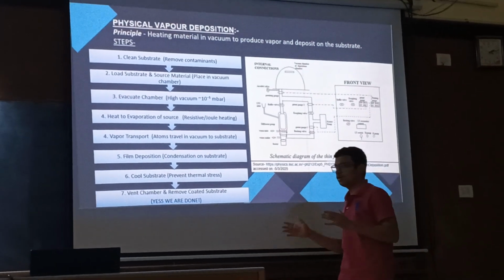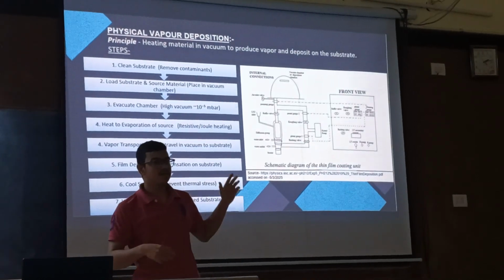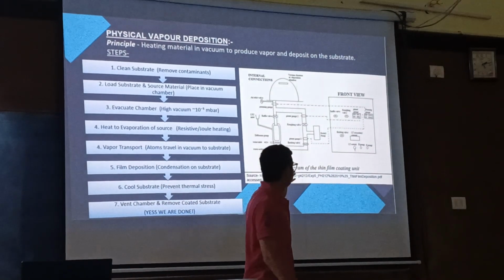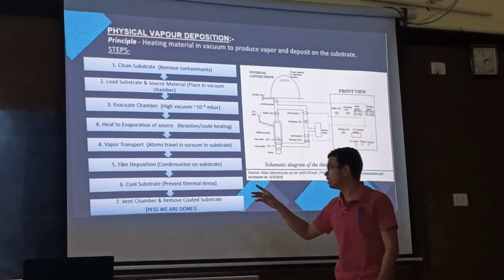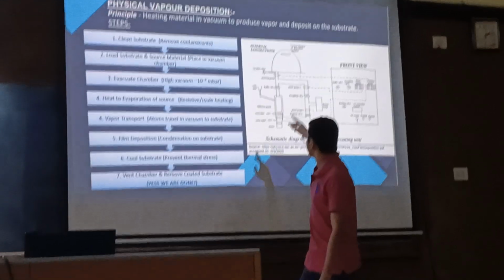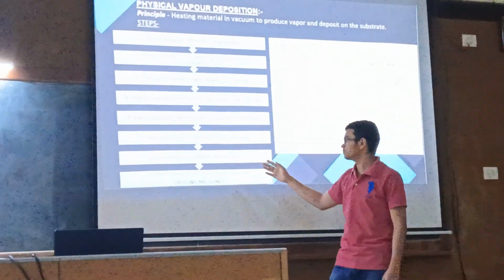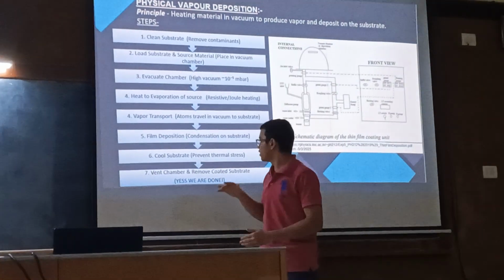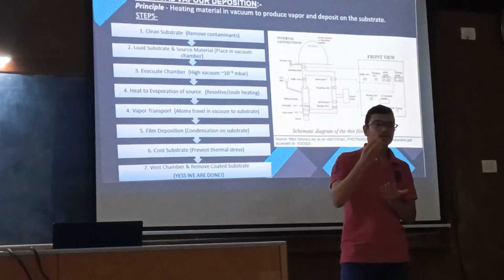Now we have used vacuum machines like diffusion pumps, and that is heated up. So to prevent thermal stress, we need to cool that also. And after all this, we need to remove that thin film.